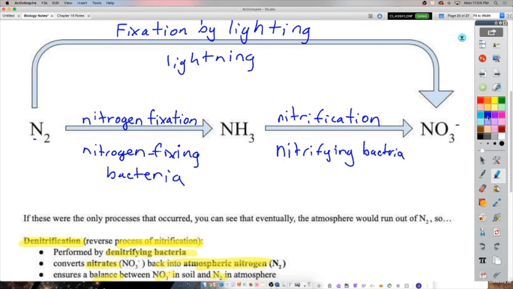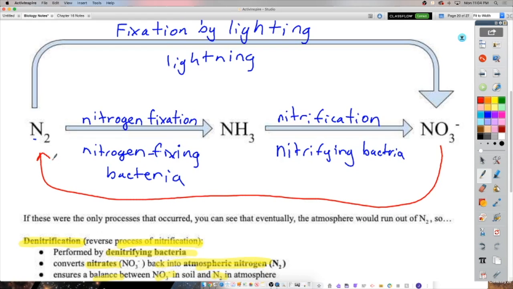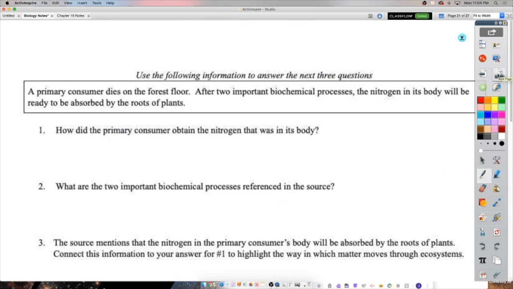So again, probably try that on your own, but denitrification is the process of taking NO3 and turning it back into N2. So that is called denitrification, and it's done by, very creative name, denitrifying bacteria. Okay, all right.